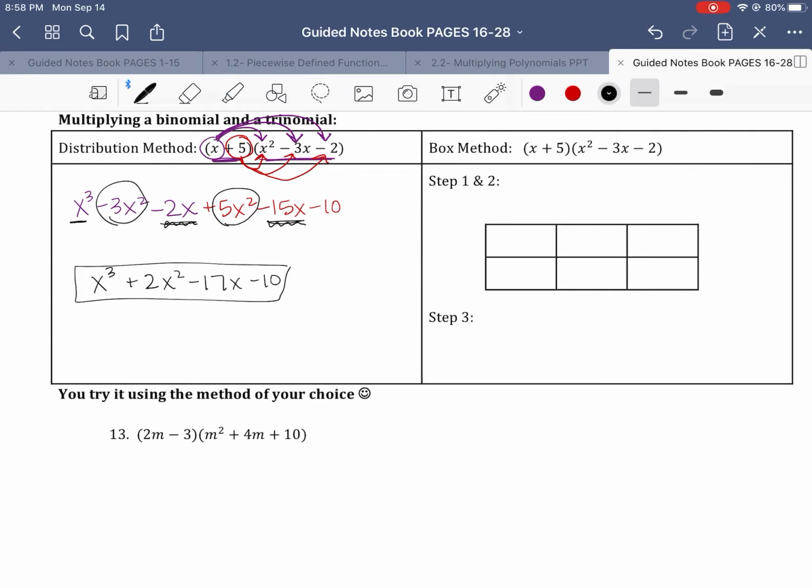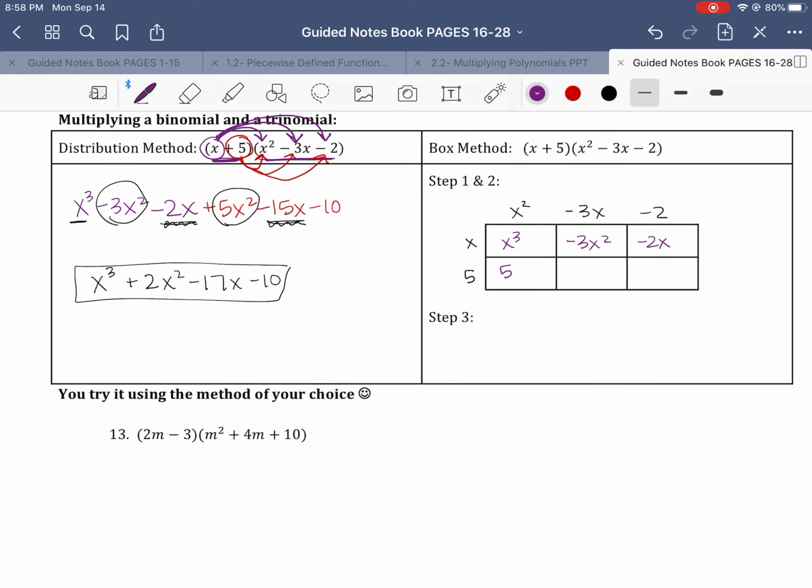Now, the next one is exactly the same problem, but notice you could organize it a little differently. There's 2 rows because the first is a binomial, so 2 terms. Then we have 3 columns because we're dealing with a trinomial. Again, this is actually identical to the problem on the left, so we would just fill this in. X times x squared is x cubed. X times negative 3x is negative 3x squared. X times negative 2, negative 2x.